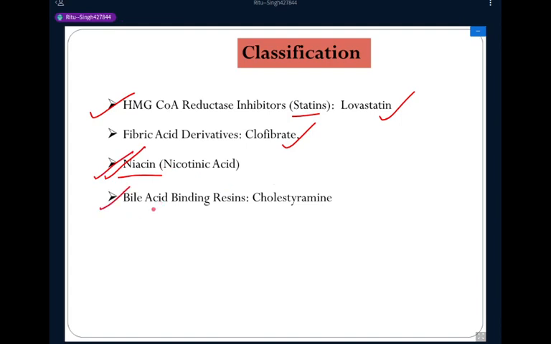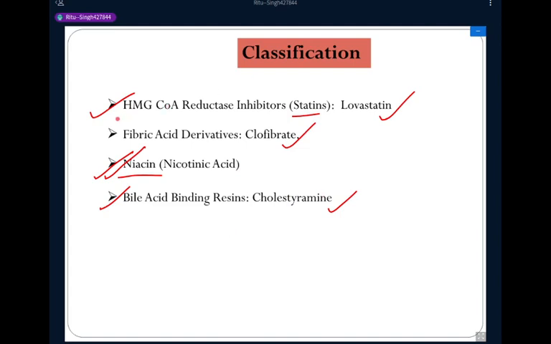The next category of classification is bile acid binding resin. An example of a drug is cholestyramine. So cholestyramine is a drug in the category of bile acid binding resin. Okay, so this is the classification of anti-lipidemic agents.